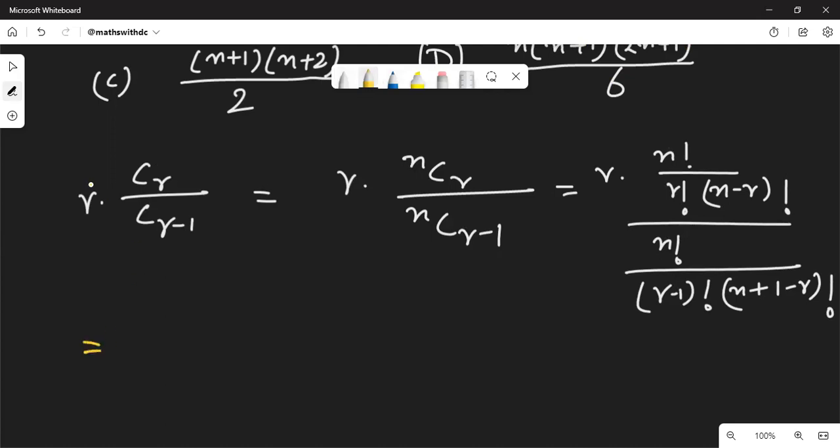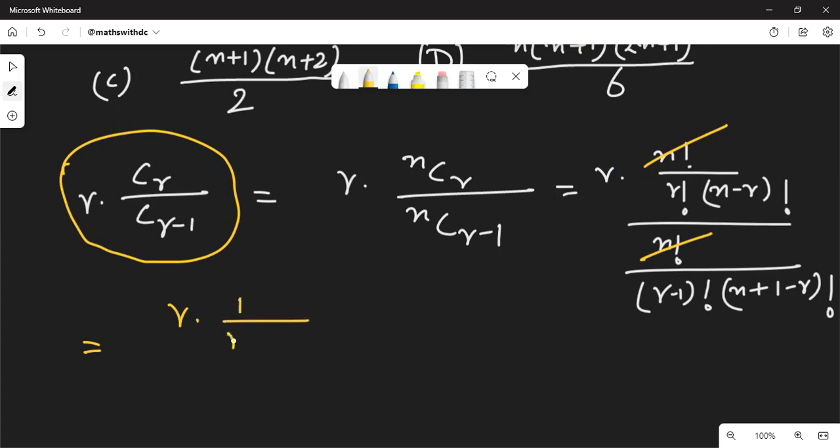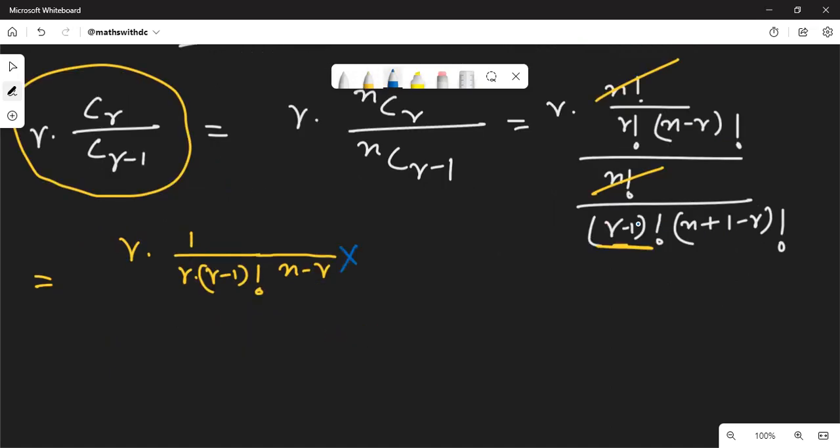So this value is going to be equal to, can we cross out this n factorial and n factorial? Yes. And this R can be written as R into (R minus 1) factorial. So in the numerator we have only R, times 1 over R into (R minus 1) factorial. And n minus R is smaller than n plus 1 minus R, so let us keep n minus R as it is. So this is going to be (R minus 1) factorial as it is.